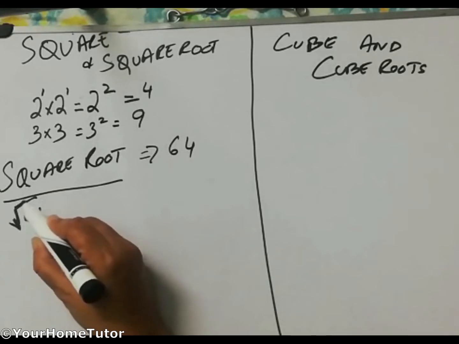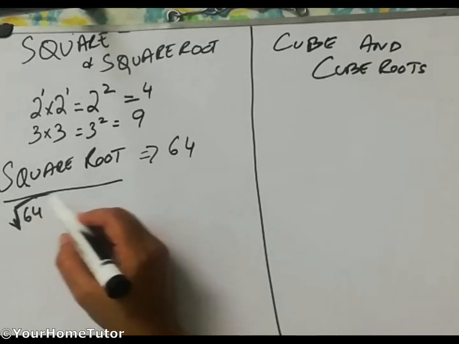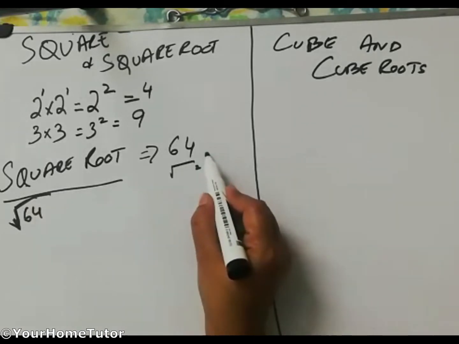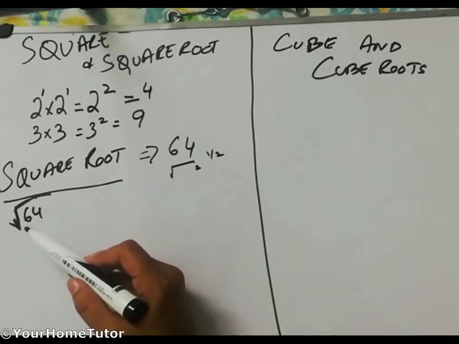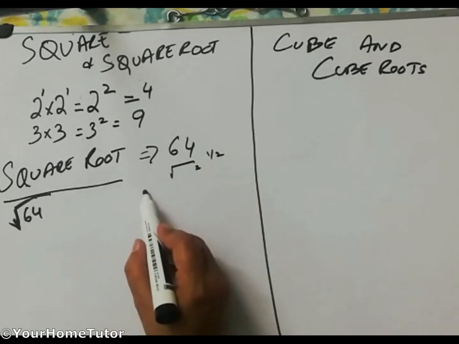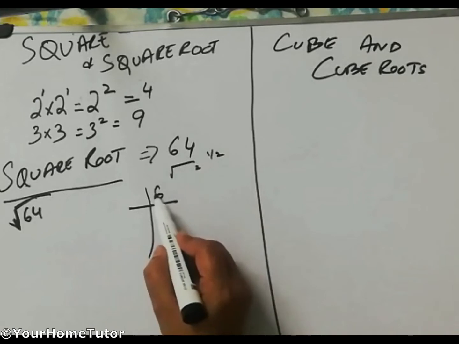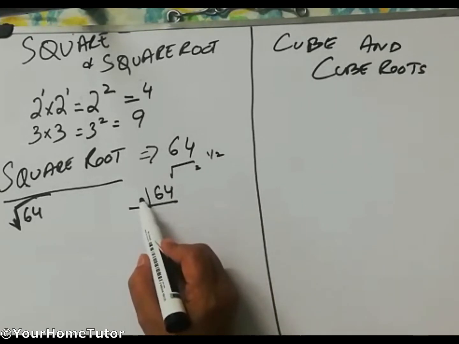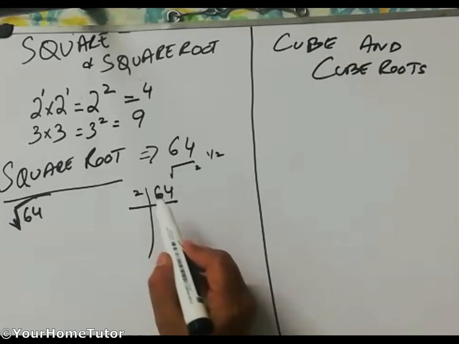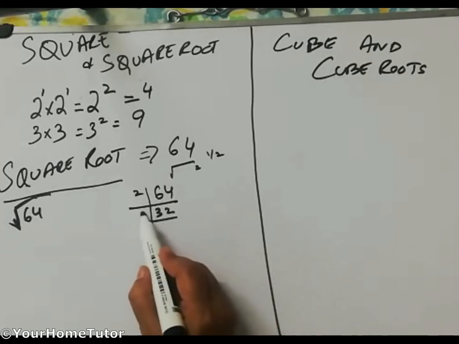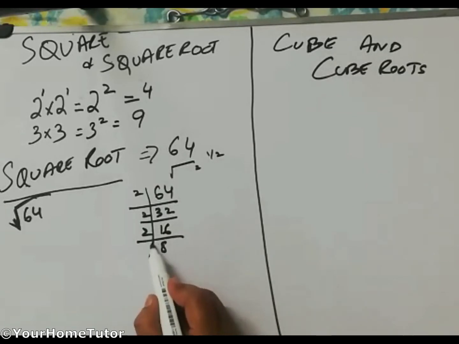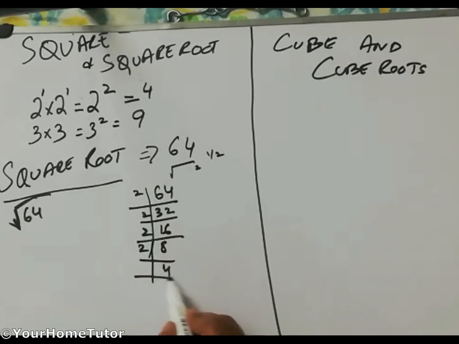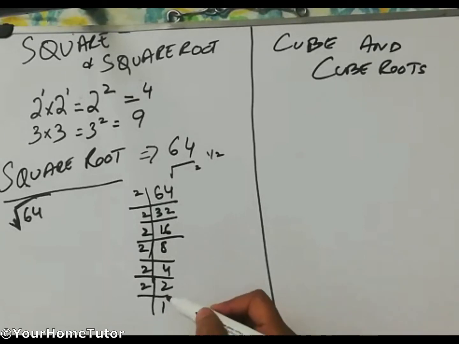This sign is for square root, and the power for this radical sign is 1 upon 2. It means whenever we have this square root sign, the power is 1 upon 2. Now the simplest way of finding the square root is prime factorization, and again we have to start with the smallest number, 2. 64, 2 32s, 2 16s, 2 8s, 2 4s, 2 2s, and finally we get 1.